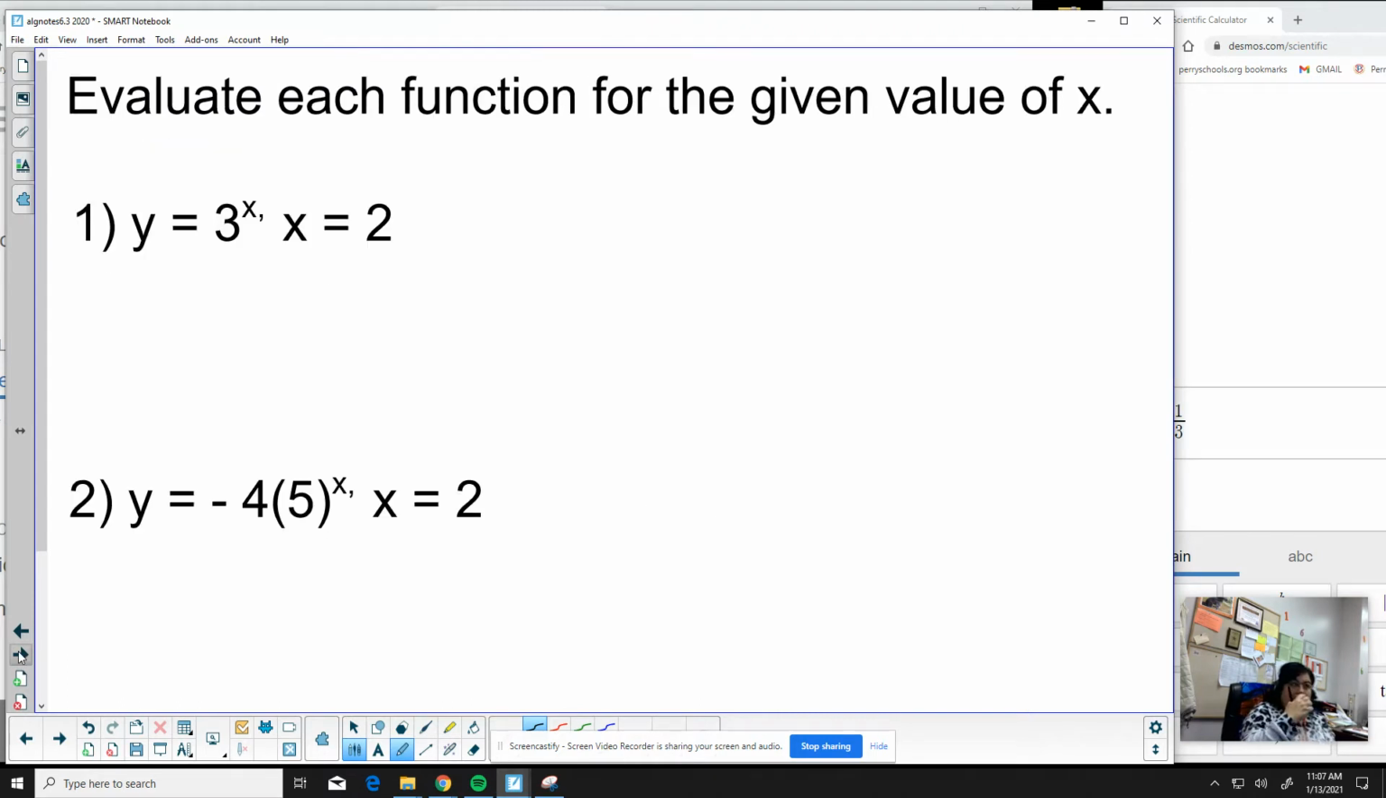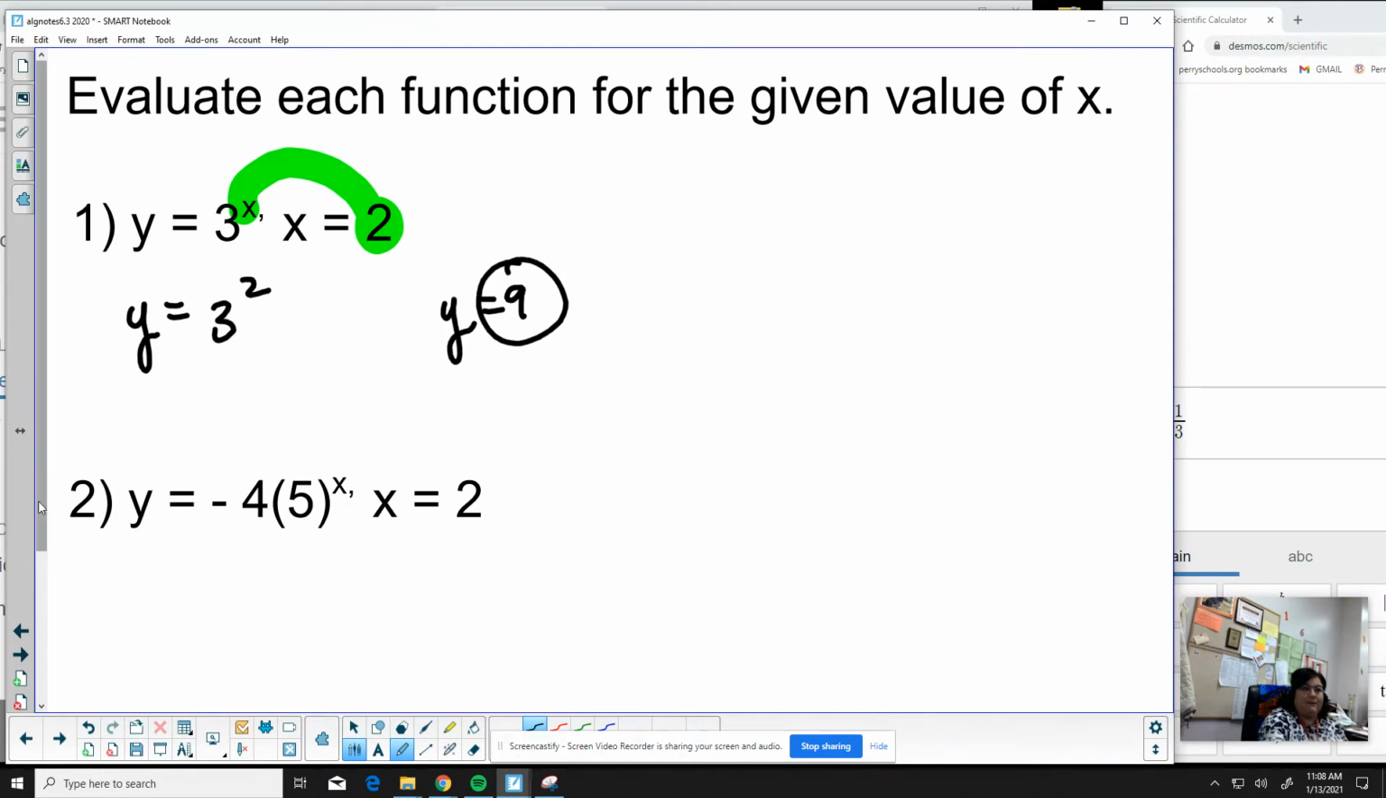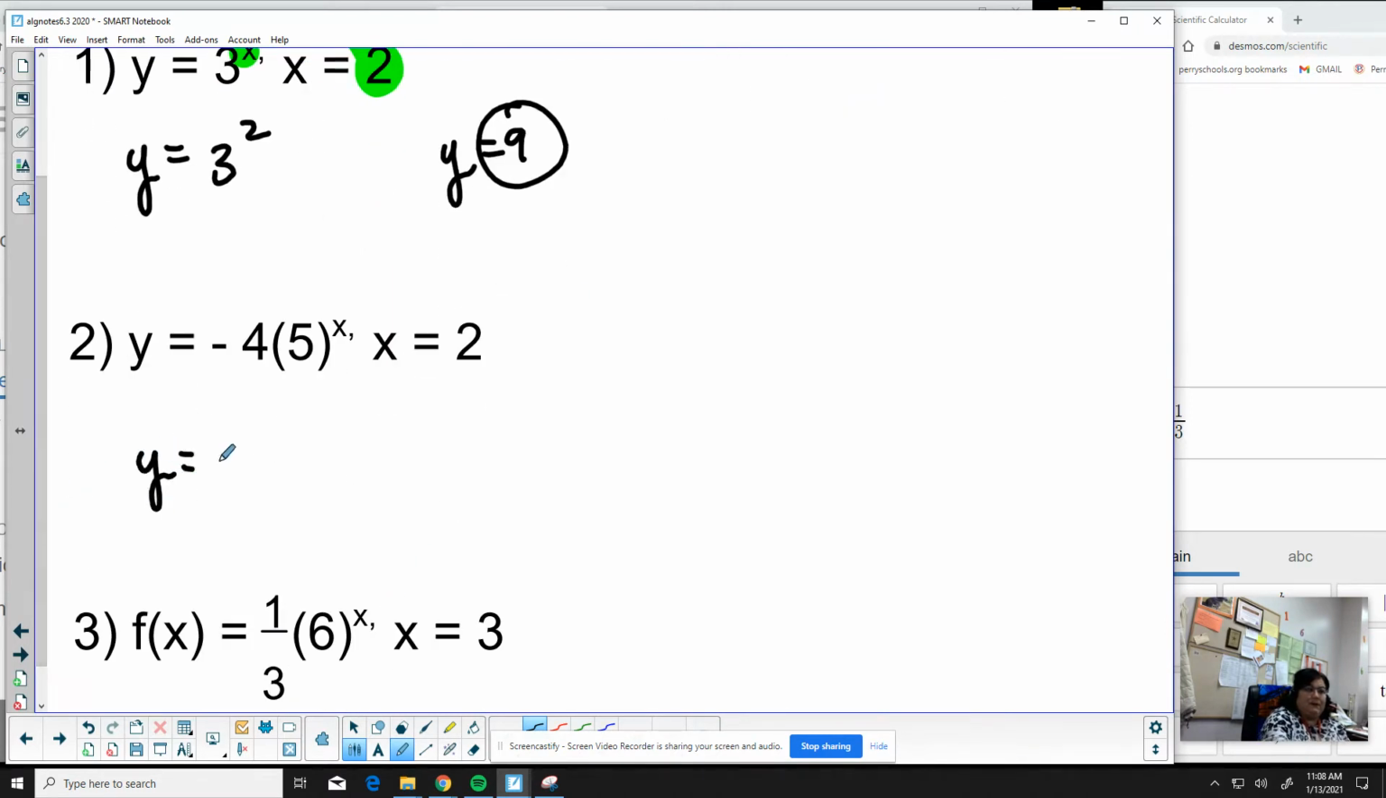On these, this is the second part of your homework. You are just plugging in x into the exponential function. So you're taking this x right here, this 2, and you're taking the x out and putting the 2 in, and then you're evaluating. Feel free to use your calculator, but you also need to show your steps here. So your answer is 9 for that one. This is y equals negative 4 times 5 raised to the second. So y equals negative 4 times 25. So y is negative 100.